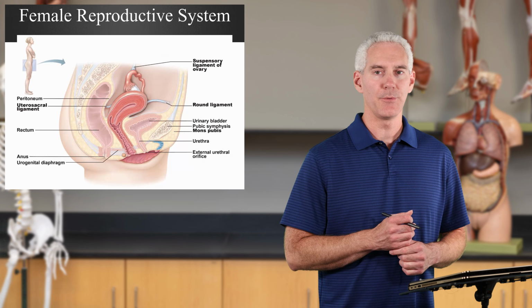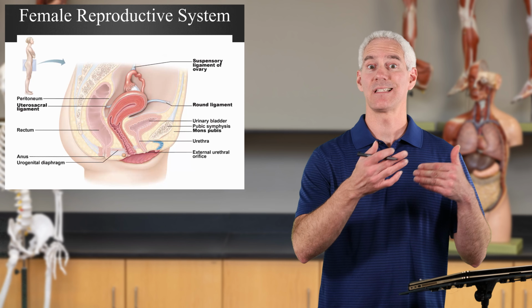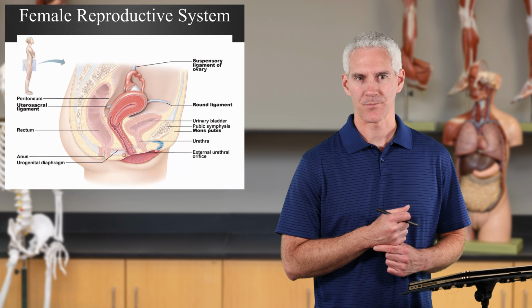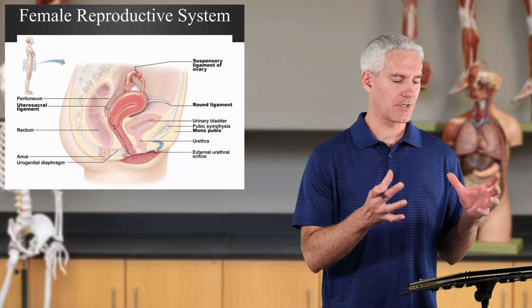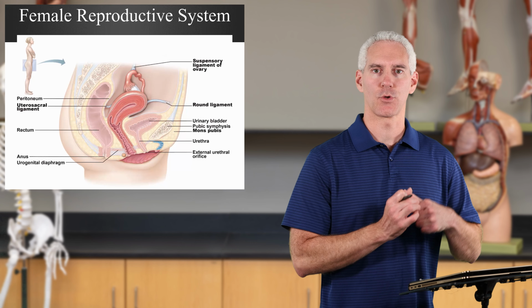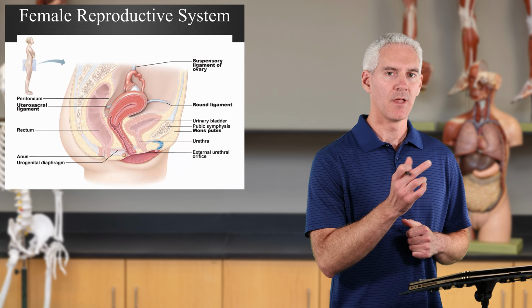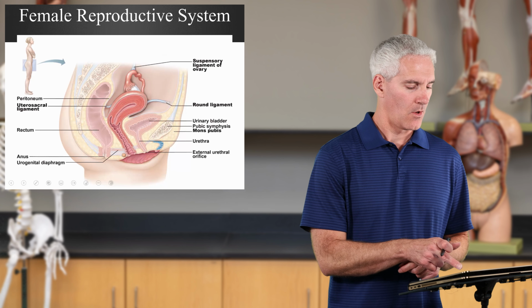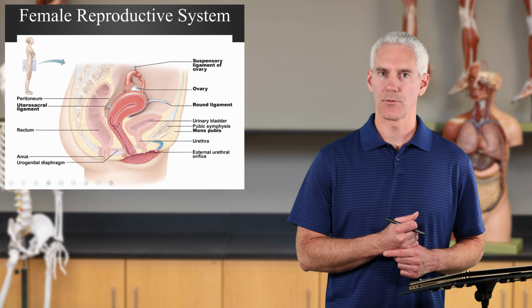You can see the pubic symphysis. That was the skeletal chapter back in AP1. So all those play a part because they're structurally around the actual reproductive system. So let's start off here. We're going to notice the first thing is the ovary.